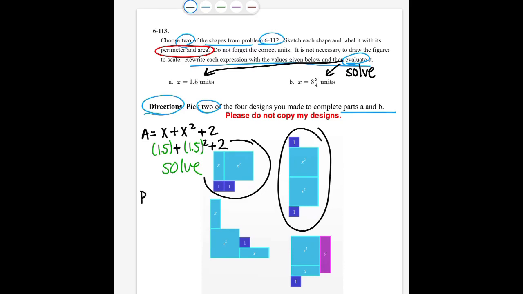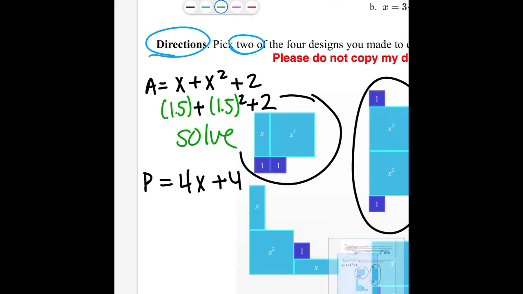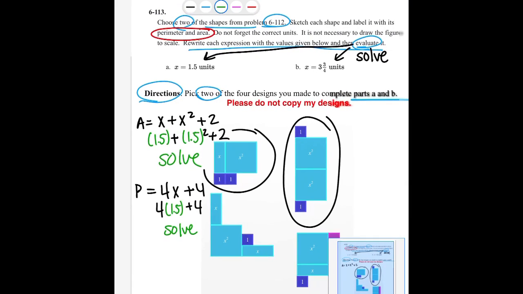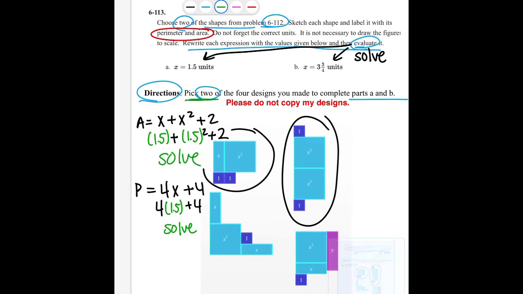And then you also have to do perimeter. Perimeter was 4x plus 4. That's from before, so I'm just copying it and redoing it. And then you want to do 4 times 1.5 plus 4. And then solve again. Remember, you only have to do this for 2 of the designs you made. You don't have to do all 4.